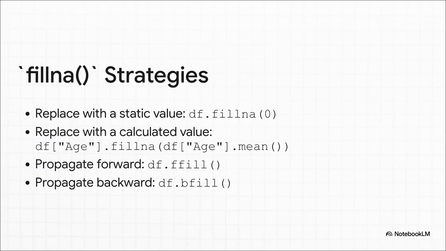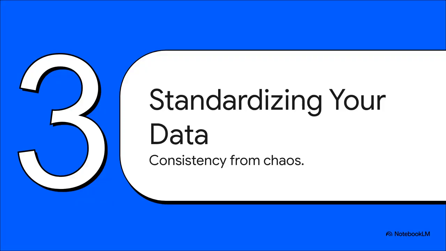So let's say you decide to fill the gaps. You've got a few different ways to go. The simplest is just using a static value, like putting a 0 where a sales number is missing. A little more advanced, you could use a calculated value. A classic example is filling in a missing age with the average age from that whole column. And for things like time series data, you can do something really cool called a forward fill or a backward fill. Basically, you just carry the last good value forward. Super handy.